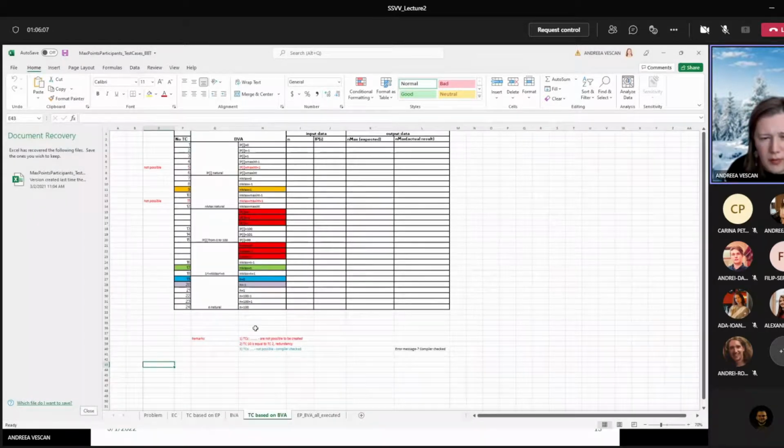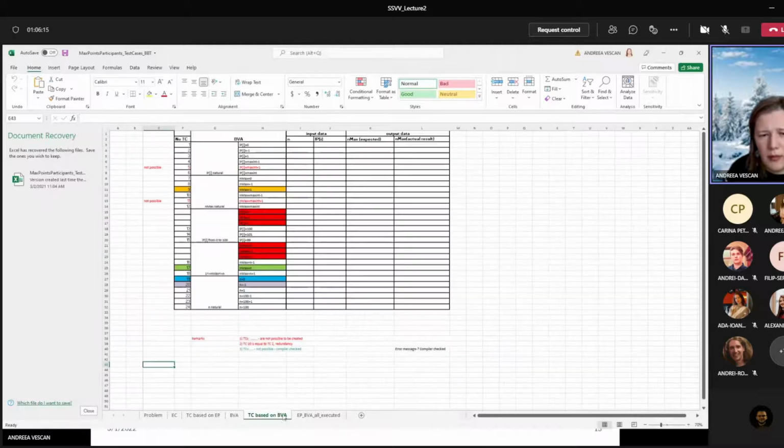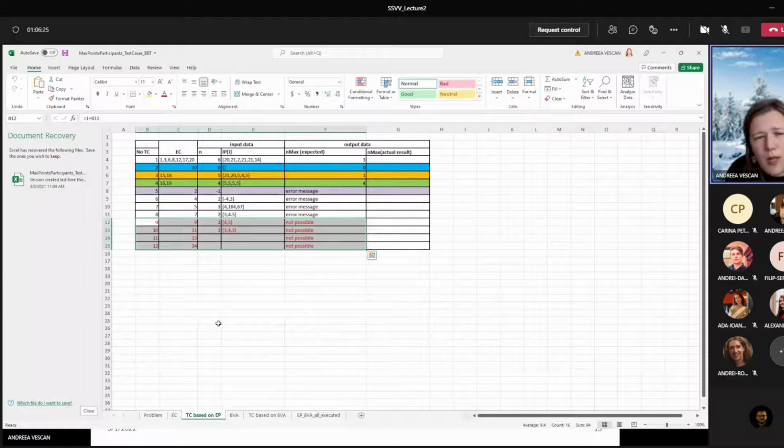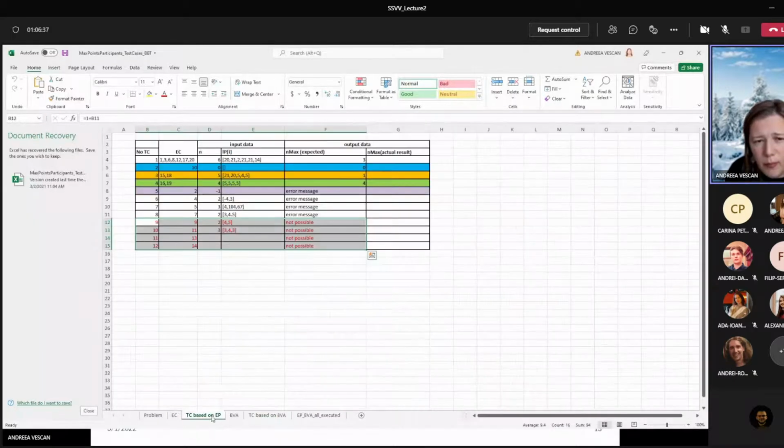Then when we also create the test cases from the boundary value analysis, starting from this table, you can see that maybe some of the conditions are repeated. For example, in here and in here. So until now we have two tables, one table with equivalence classes and the test cases associated to them, and one table with the test cases created based on the boundary value analysis. However, if you compare them, you will see that some of the test cases are the same, right?